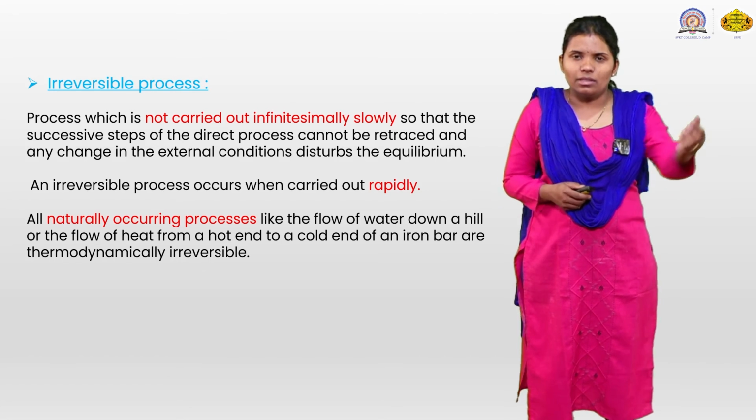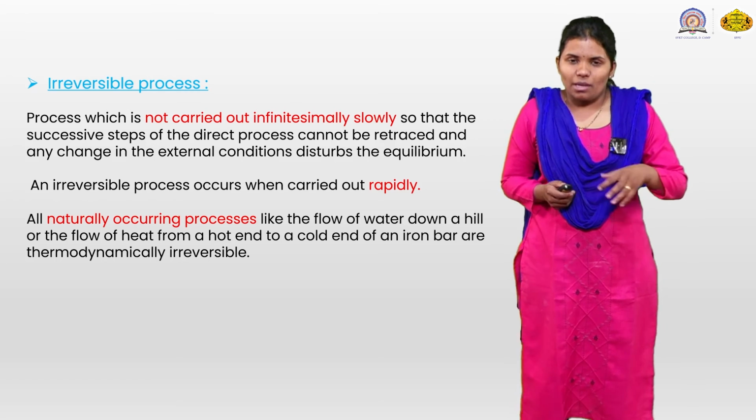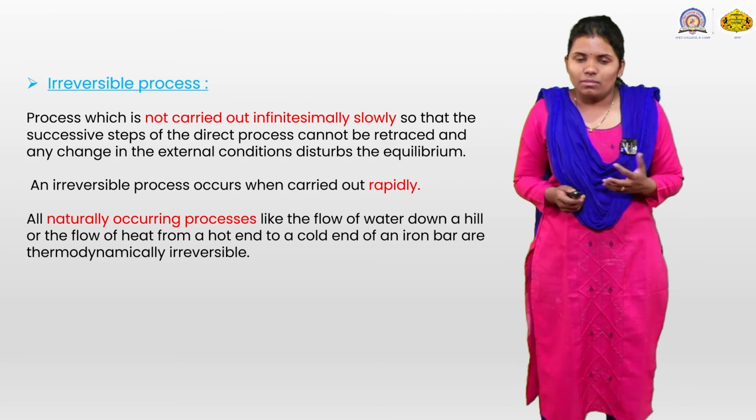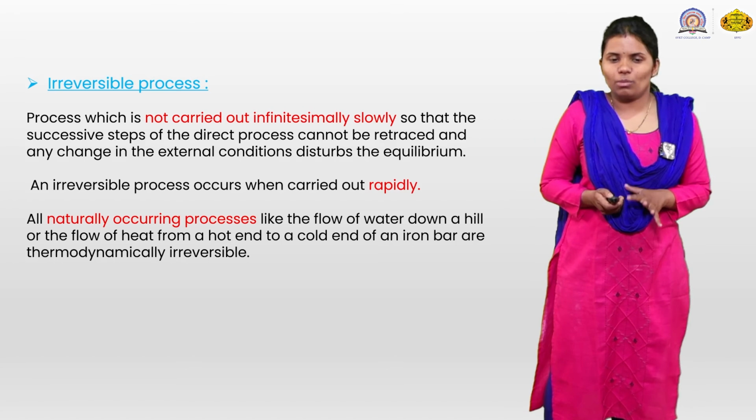The first example is the blooming of a flower. These are what the irreversible processes are.